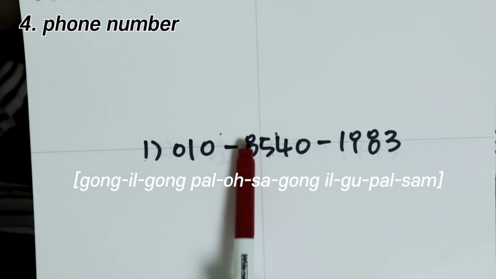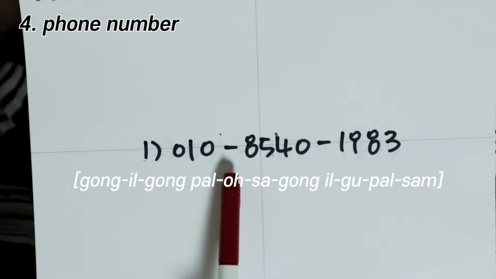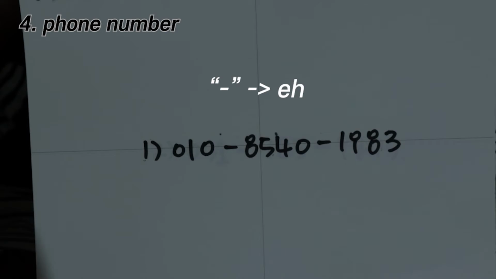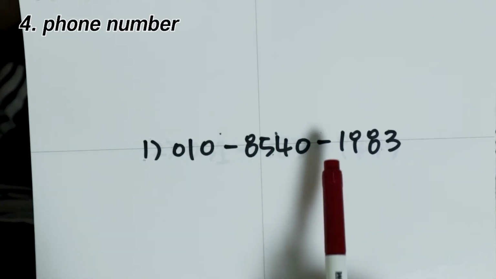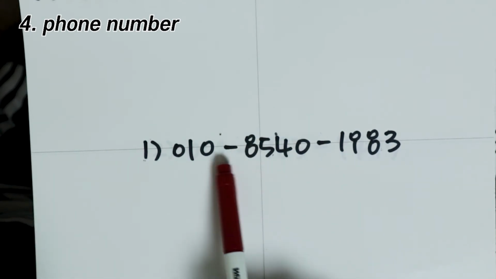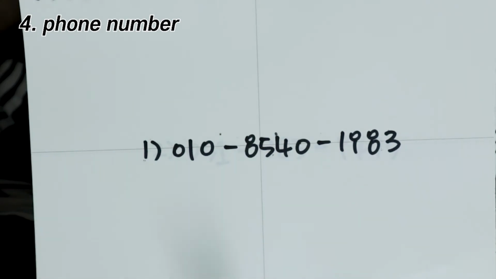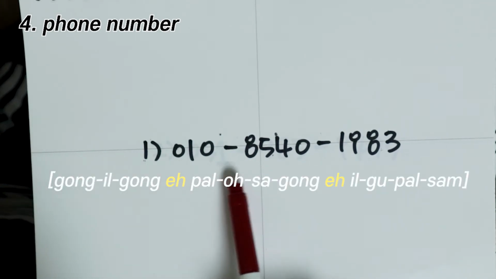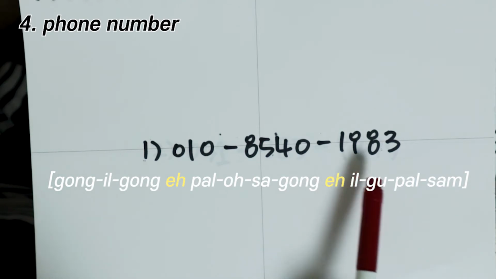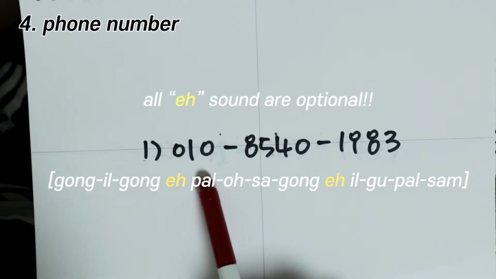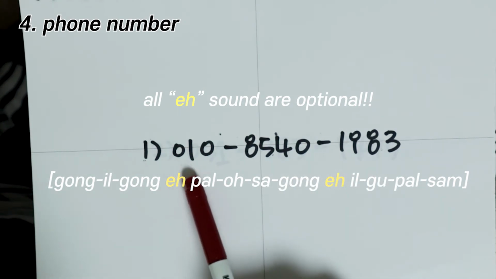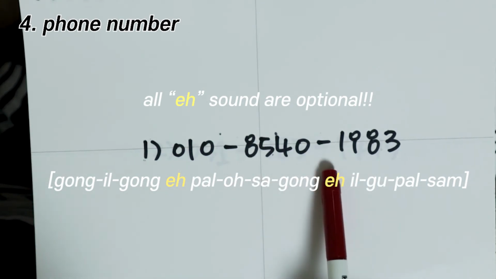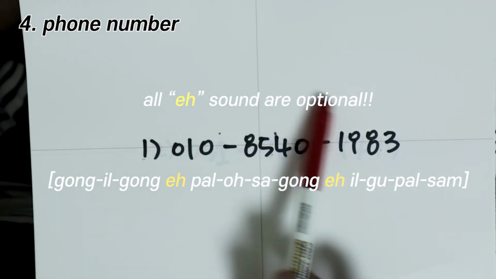I think this will be another tip for phone numbers. When the hyphen is used for a phone number, we say 에. It does not matter which 에 you omit. You can omit this 에 or this 에 or all of them. So when I add 에, it could be 010에 8540에 1983, or 010에 8540 1983, or 010 8540에 1983. All of them make sense.